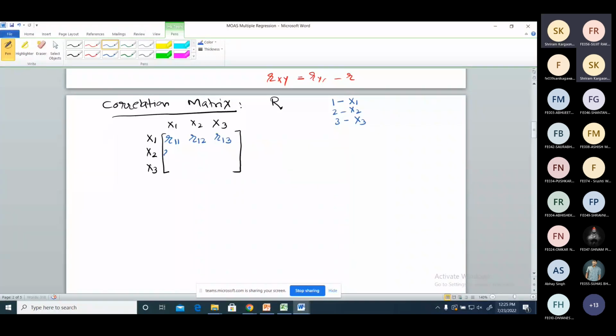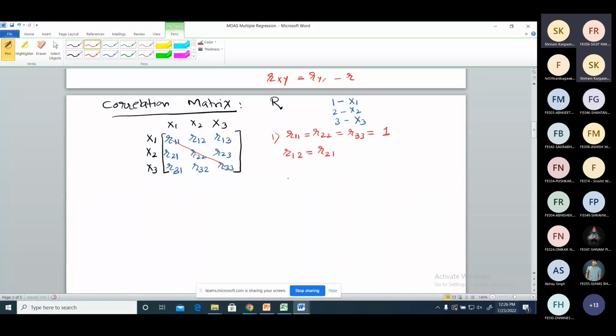Similarly, this is R21, R22, and R23. Similarly, R31 means correlation between X3 and X1, then correlation between X3 and X2, and correlation between X3 and X3. Understood? Now we observe that the correlations on the diagonal are the correlations between the same variable, so the correlation between the same variable will be exactly 1.